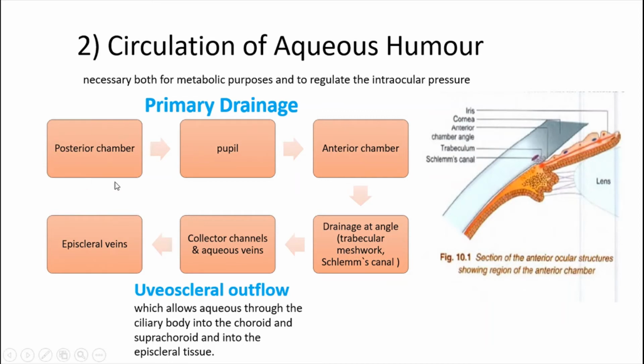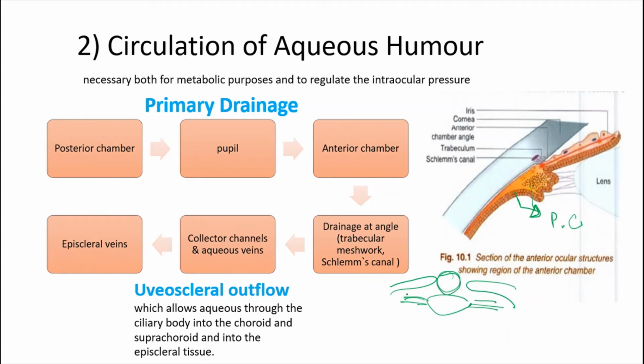From the ciliary bodies, it will form the aqueous. Fine. Then it will accumulate in the posterior chamber. If I say this is your ciliary body, it will drain the aqueous into the posterior chamber. This one is your lens, this one is your zonules, this one is your iris, and this one is your pupil.